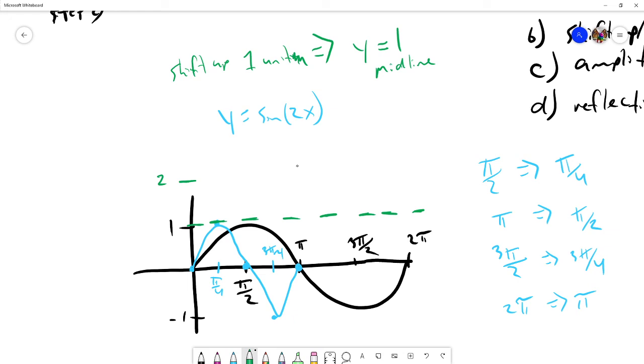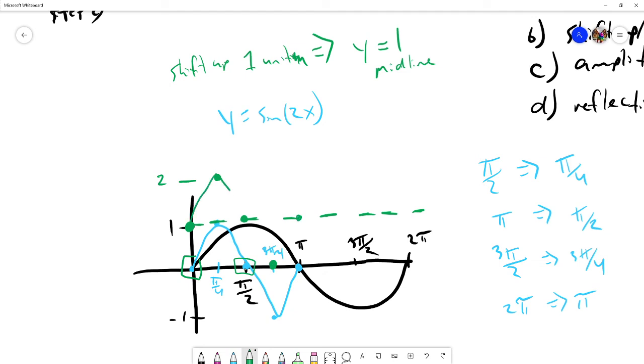Now to account for the shift up 1 unit, what we're effectively going to do is add one unit to every y value. So when we start right here with this point, our y value is 0. So when we add 1, it's now up here. When we start with the x value pi over 4, we are at 1. So then we add 1 unit and we are now up here at 2. When we are here at pi over 2, we're at 0, so we add 1, and now we're up here, and we continue this.